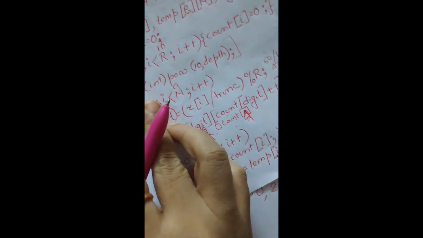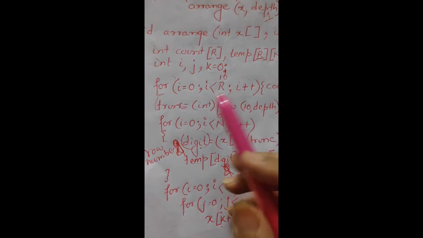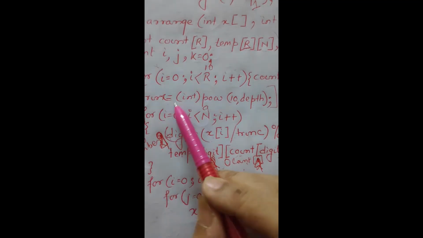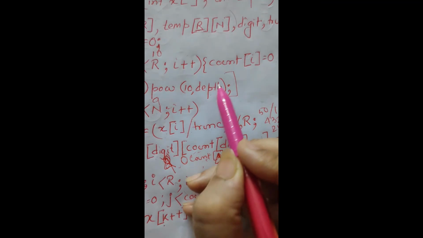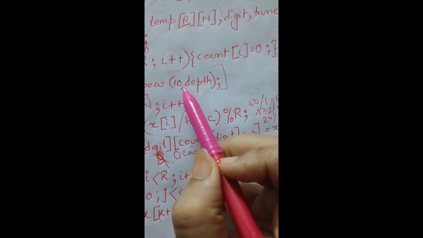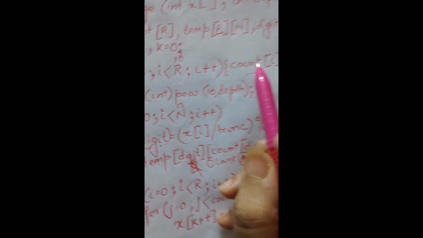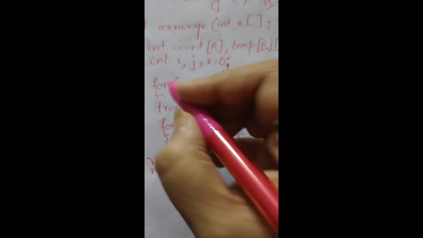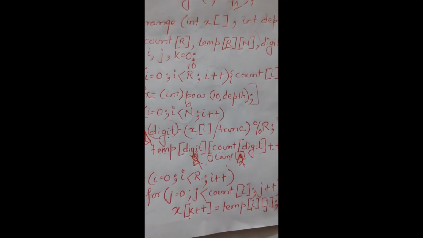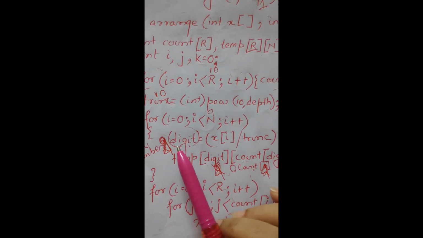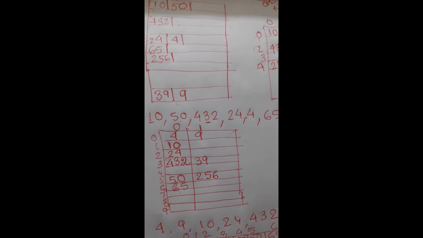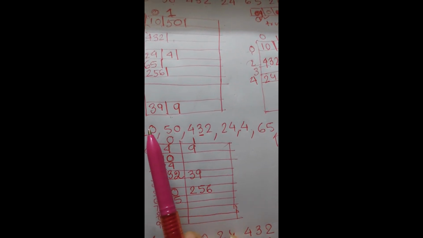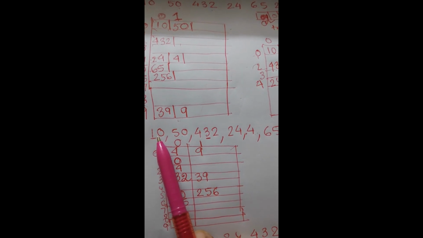Now you see, when we calculate this particular expression, trunk is equal to int pow 10 comma depth. Now what is the value of depth? 1. So 10 to the power 1 is 10. So trunk becomes 10. Trunk is no longer 1. Trunk has become 10. So now, right at this moment, the 0th element of our array is 10. The 0th element is 10, correct?